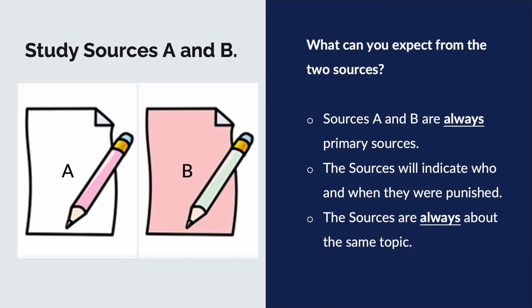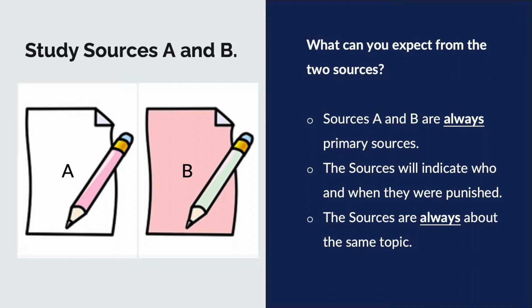Now, when we talk about sources, what are things that you can anticipate about these sources? The first is that source A and B are always primary sources. And this means that they are written or created by individuals who experienced the events. Sometimes they are done right at the time of the event. Sometimes they are done shortly afterwards, or it could be many years afterwards, such as a memoir. But it's always important to keep in perspective that these are primary sources.